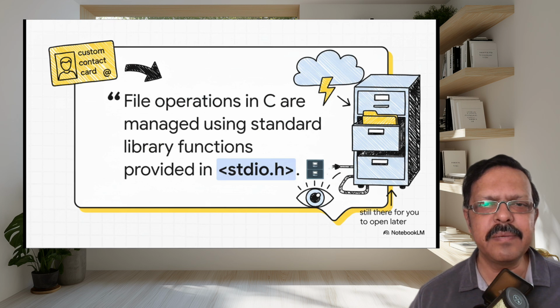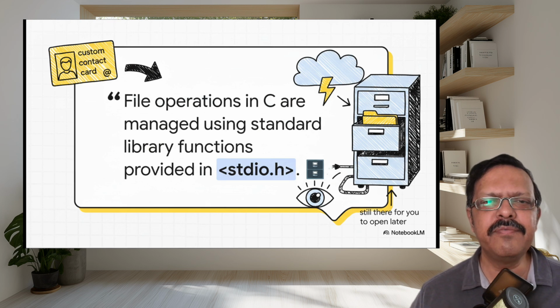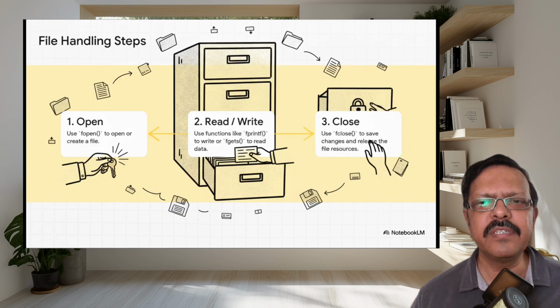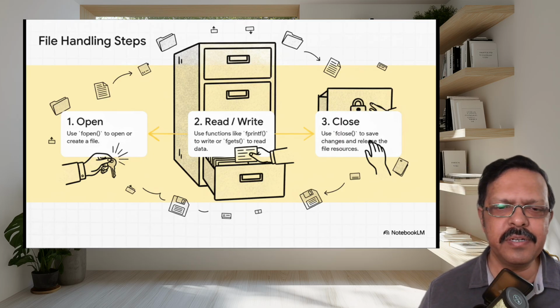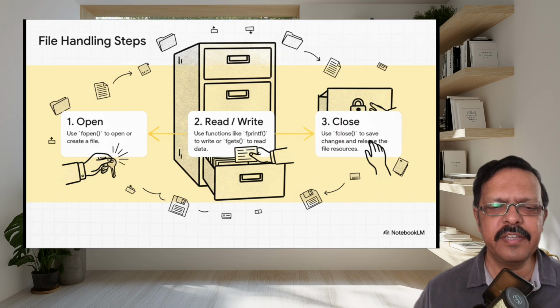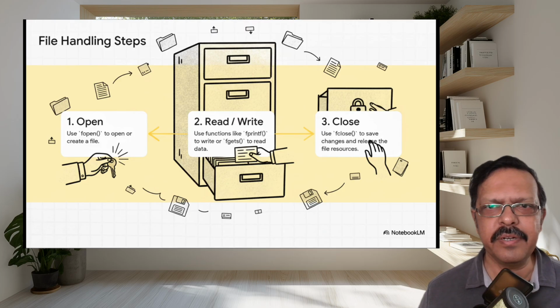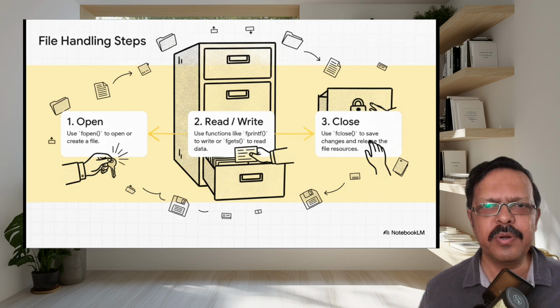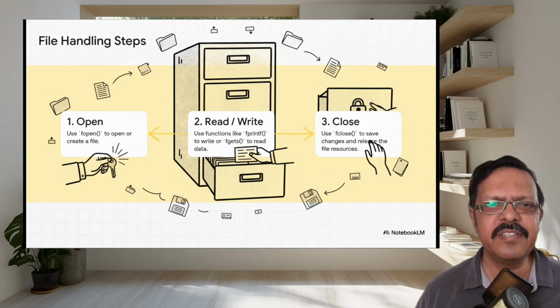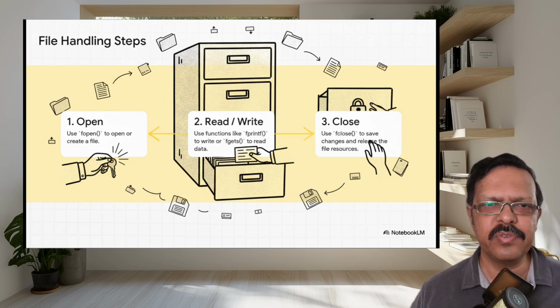So here is the 3-step model for file handling. Every file operation in C follows a strict, predictable sequence. You open the file, just like your filing cabinet, you read or write data, and then you close the file. With the filing cabinet, you open it, you take out your contact card, then you do whatever reading or writing you want to do, put it back, close it. So these are the 3 steps: open, read or write, close.